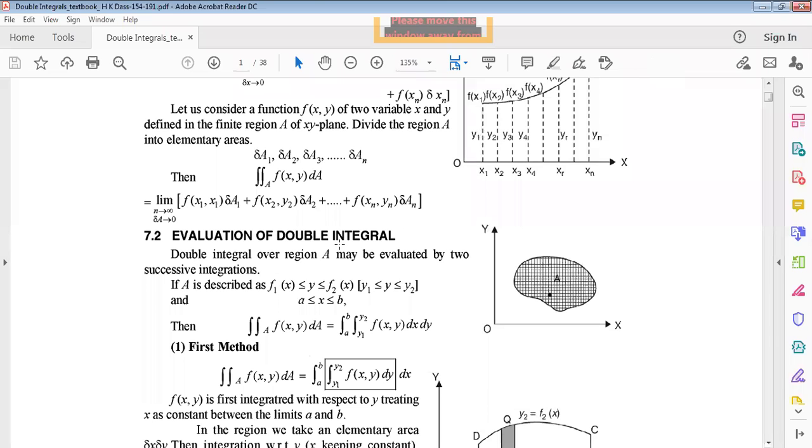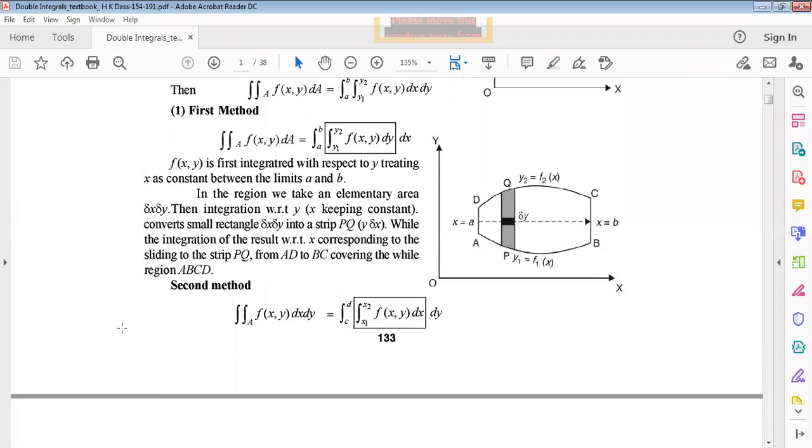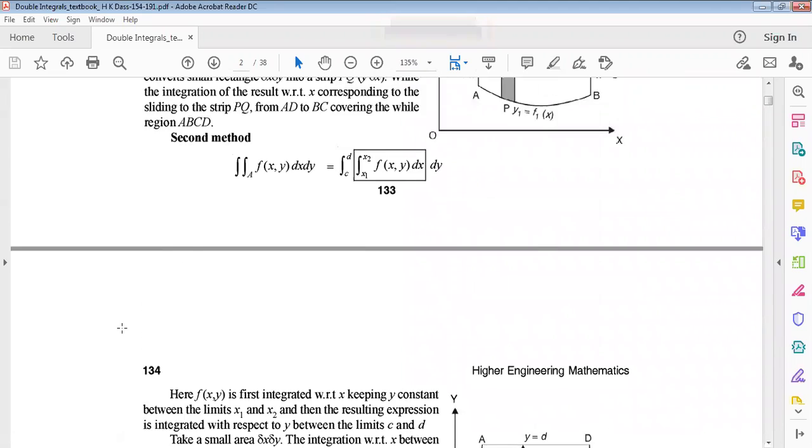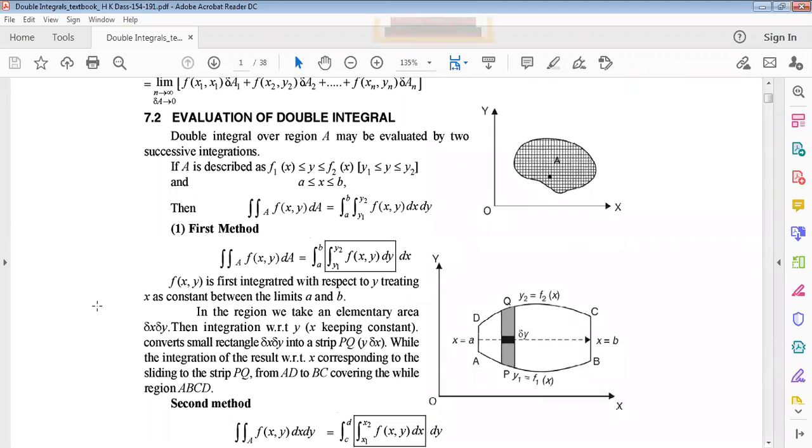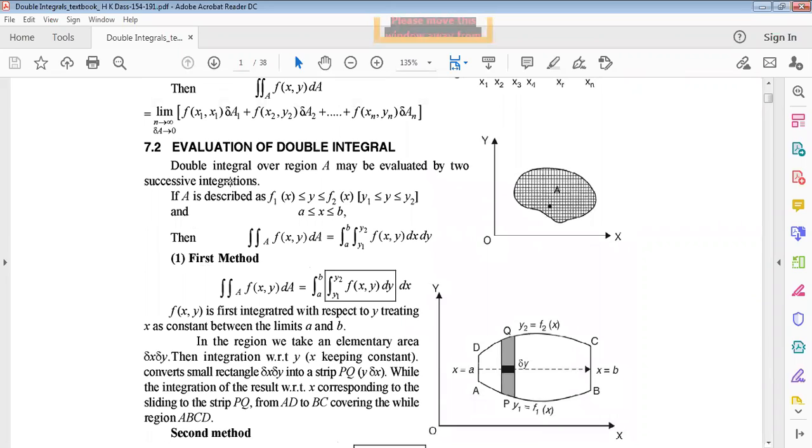Now, the evaluation of double integrals. Actually, there are two methods for evaluation of double integrals. Suppose the double integral over region A may be evaluated by two successive integrations. If A is described as f1(x) less than or equal to y less than or equal to f2(x), that means y1 less than or equal to y less than or equal to y2, and x lies between a and b.